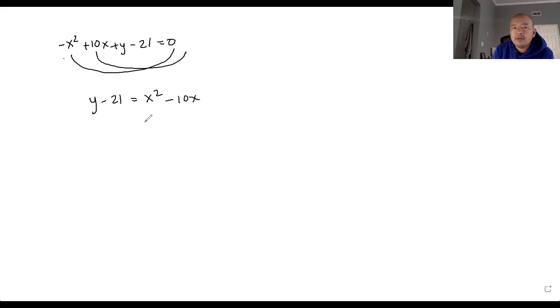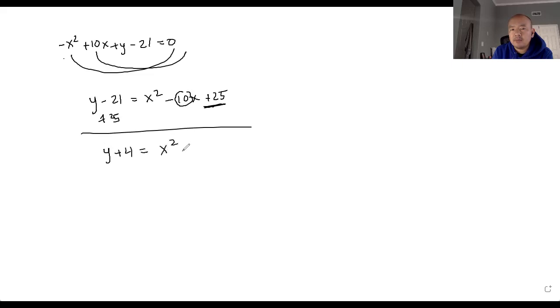Then what I'm going to do is complete the square. And remember how to complete the square. You look at the b term here. The b is 10. You divide that by 2, which is 5, and then square it, which is 25. And if I add 25 to this side, I'm going to have to add 25 to this side as well. And when that happens, y plus 4 is equal to x squared minus 10x plus 25.